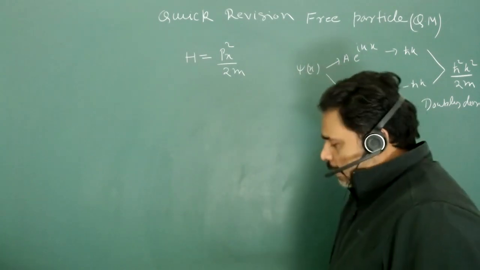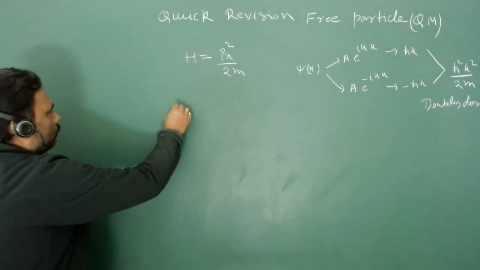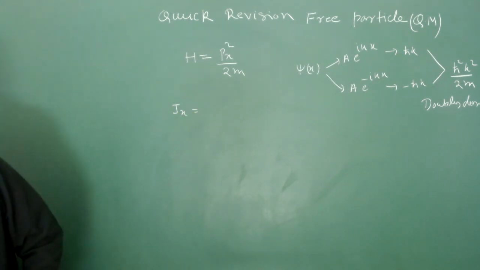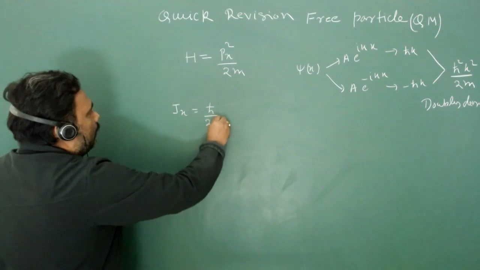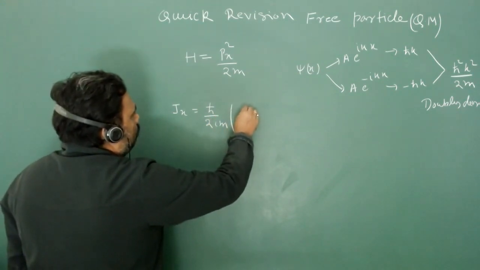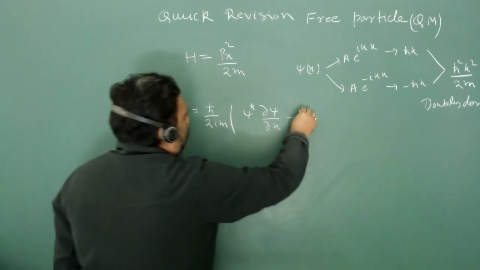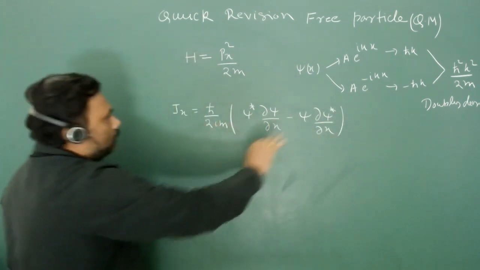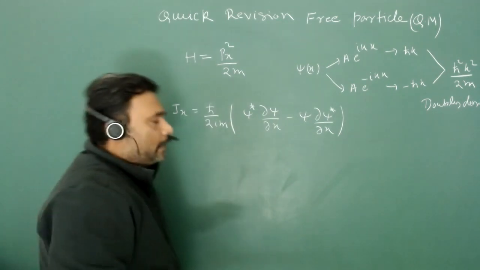The next concept you have to go for is the probability current density. If you are going to calculate the probability current density, it can be easily calculated by h cut upon 2im times psi star del psi upon del x minus psi del psi star upon del x. So this is your probability current density.